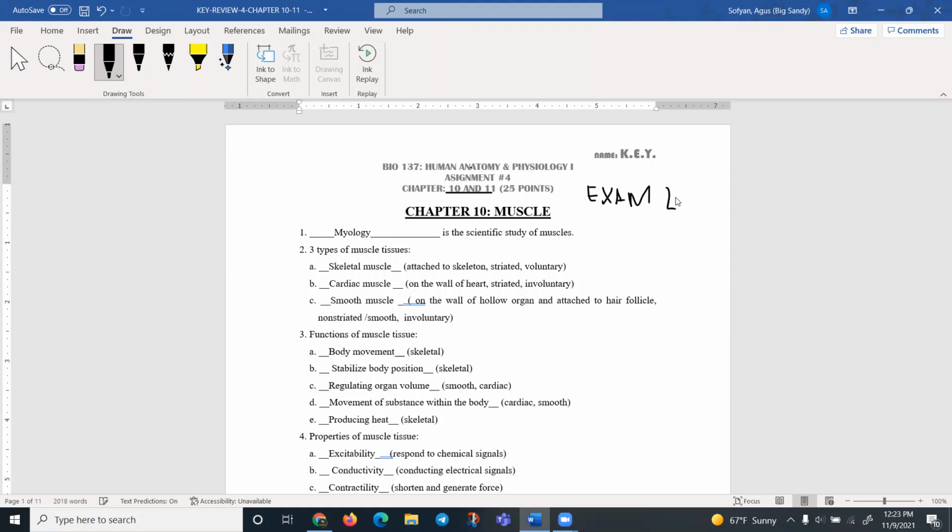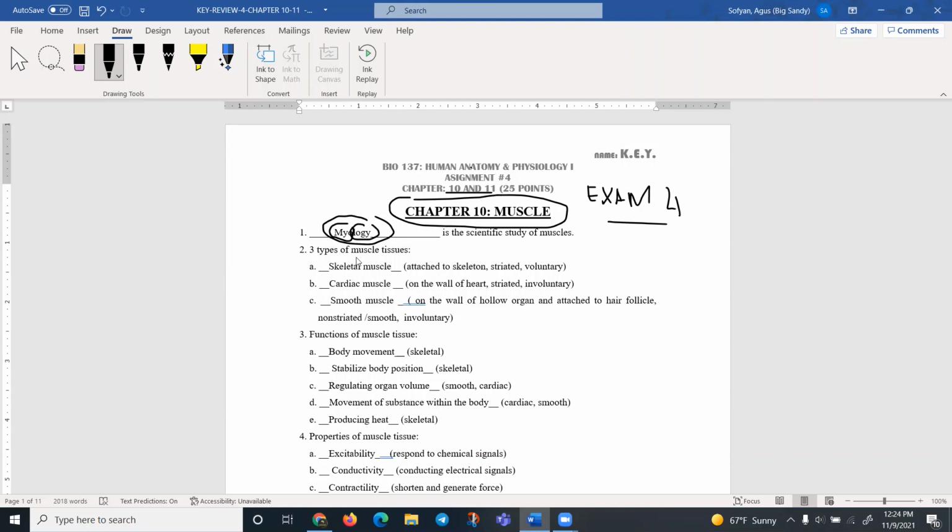Okay, so exam 4. Okay, we start with chapter 10, which is muscle or muscle tissue. Okay, so for question number 1, the scientific study of muscle is called myology. Myo means muscles, and logy or logos means science of.